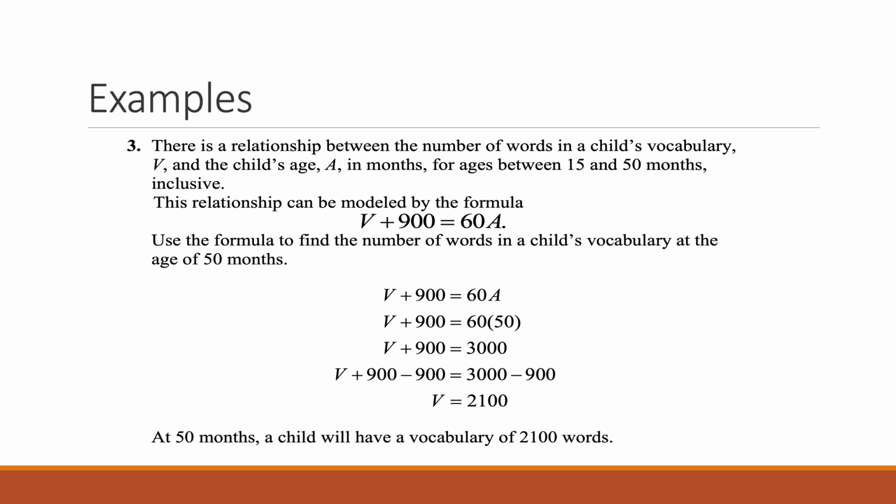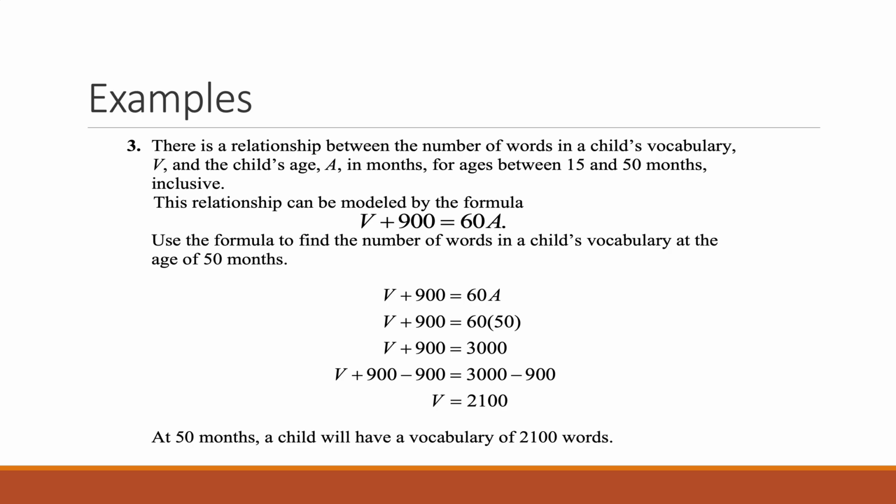There's a relationship between the number of words in the child's vocabulary, V, and the child's age, A, in months for ages between 15 and 50 months, inclusive. This relationship can be modeled by the following formula. V, in other words, the number of words in the vocabulary, plus 900 is equal to 60A, where A is the age. Use the formula to find the number of words in the child's vocabulary at age 50 months.